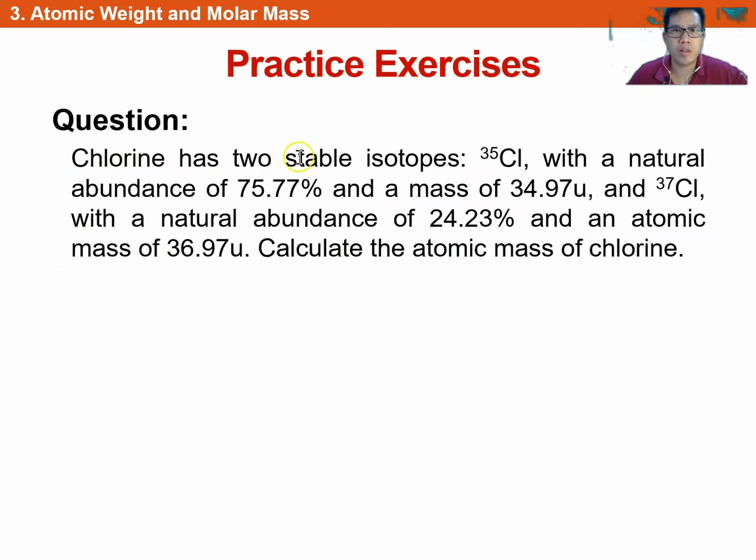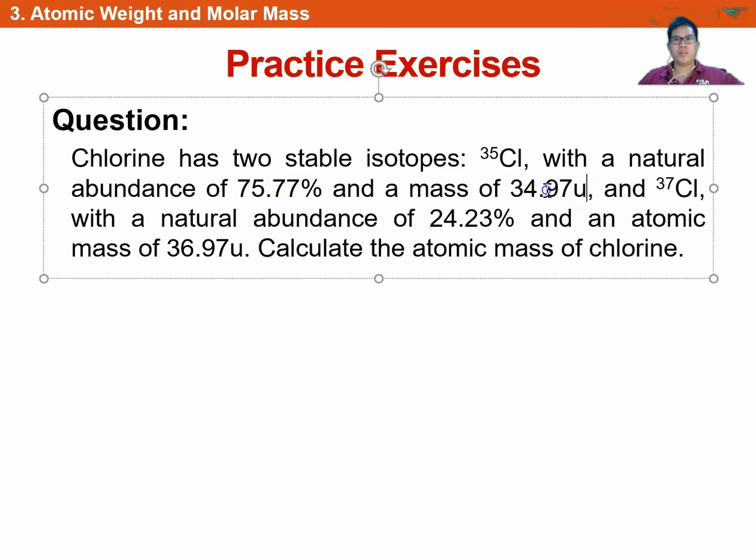So you can see chlorine has 2 stable isotopes. Cl-35, where 35 is the nucleon number, with a natural abundance of 75.77% and the mass of this. So you are given the mass and the abundance for this isotope. All these are chlorine here. The only difference is the number of neutrons. So this is one set, this is another set of data.